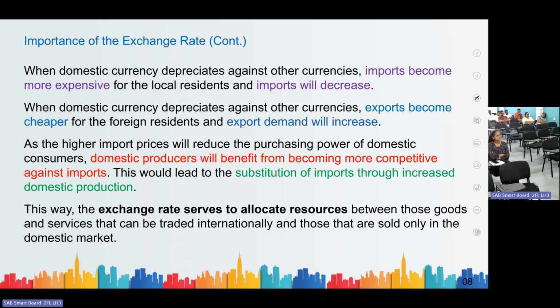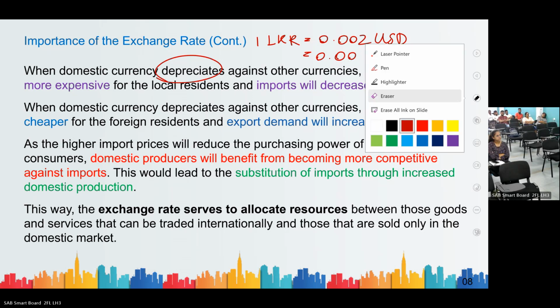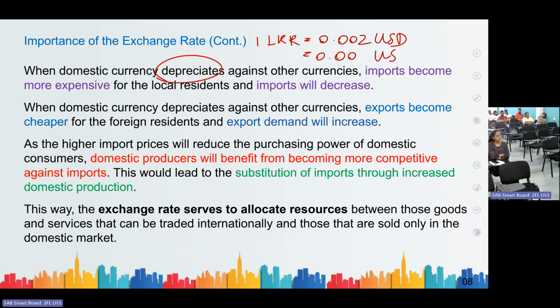When domestic currency depreciates, the price of domestic currency in terms of a foreign currency is getting lower. That is why we say it's depreciating. Let's say for 1 LKR, earlier it was 0.003 USD, now it is 0.002 USD. So the price of LKR has fallen. That means LKR has depreciated against USD.